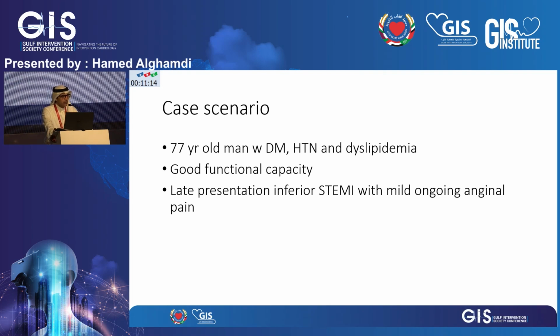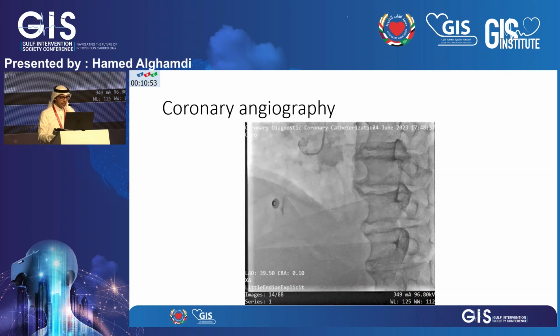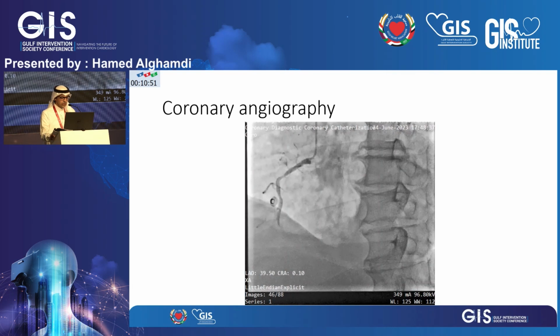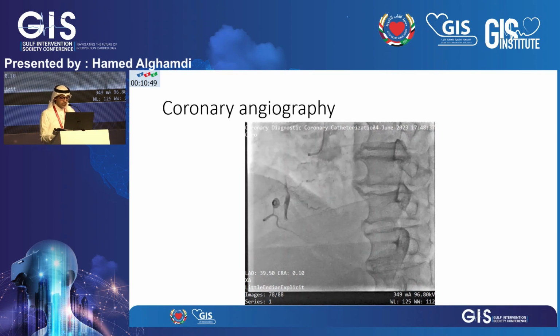I'll start with a case that I'm sure lots of you will relate to. It's a 77-year-old man with diabetes, hypertension, and dyslipidemia, with very good functional capacity. He presented late with inferior STEMI with mild ongoing anginal pain. This is his culprit. It's totally occluded. You can see some clot in the mid-RCA.